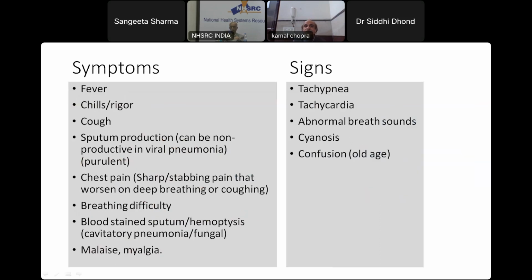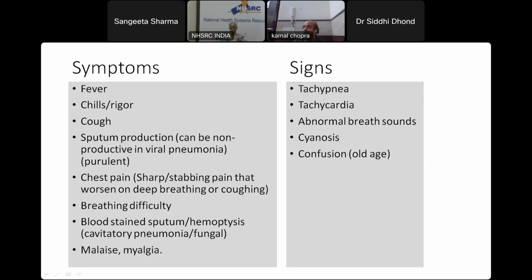Symptoms of pneumonia: fever, usually high grade, sometimes with rigors also. Cough is there. Sputum production can be non-productive in viral infection and productive with purulent expectoration in case of bacterial infection. Typical color is there in many bacterial infections, typical to certain bacteria. Chest pain is usually sharp and stabbing pain that worsens on deep breathing or coughing.